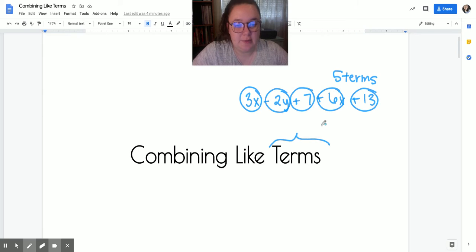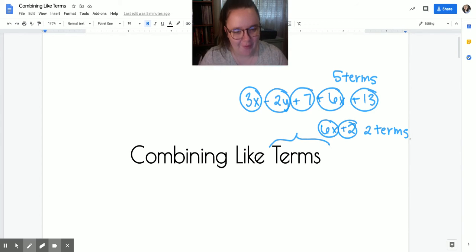You might see an expression that's just 6x plus 2. Well, this expression only has 2 terms. It's much shorter. You could see an expression that has 30 terms, right? It could be super long. I don't think I'm going to give something to you like that, so you're welcome. But we have terms. They're separated by plus signs or minus signs.